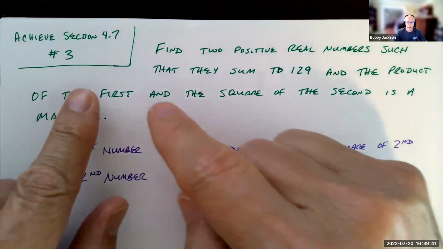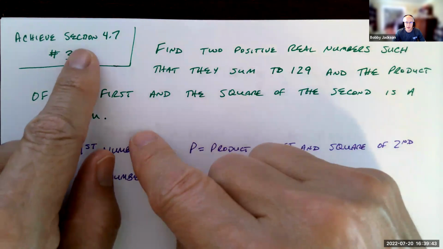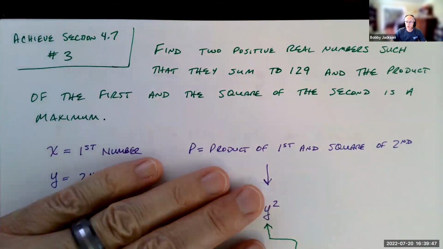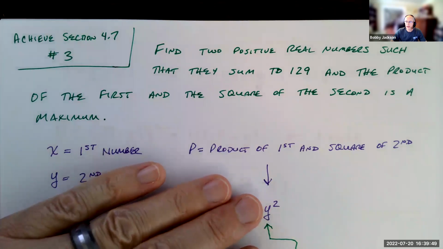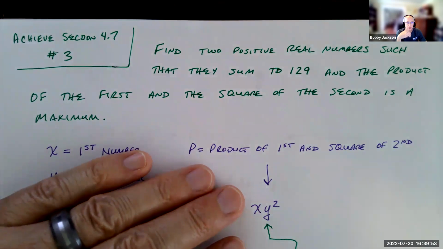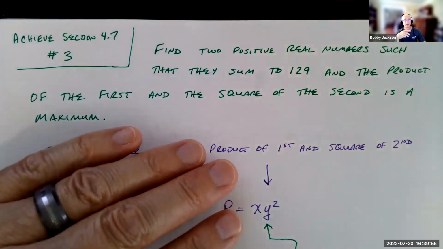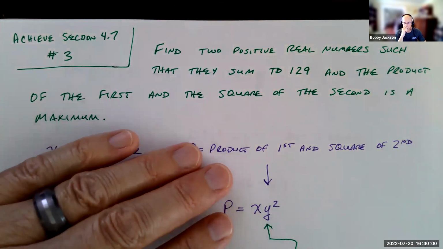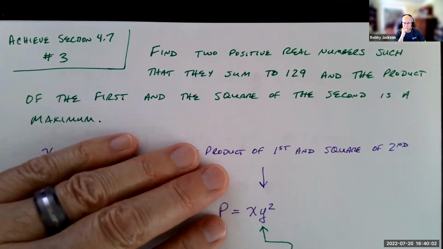Okay, we're going to look at an optimization problem, section 4.7, number 3. I'm going to actually do this problem two different ways and show that one way is maybe a little bit easier than the other in terms of the calculus and algebra part of it, so to speak. So let's take a look at it.